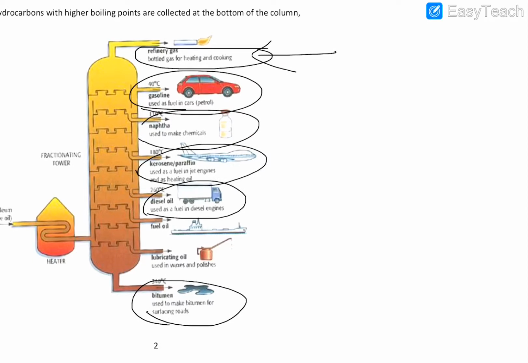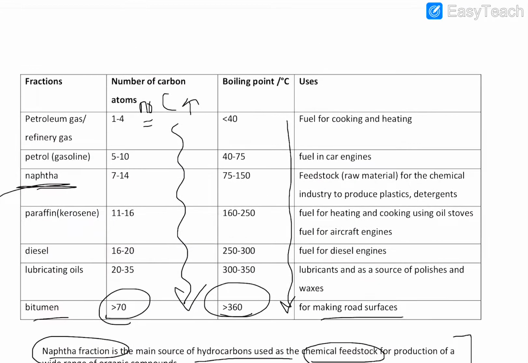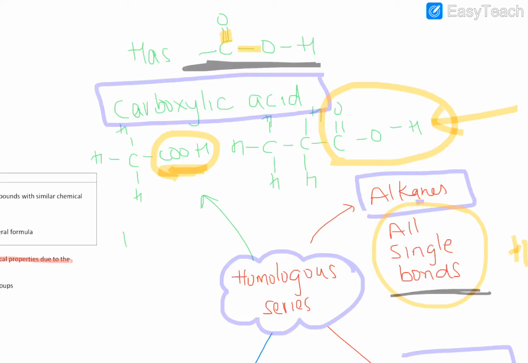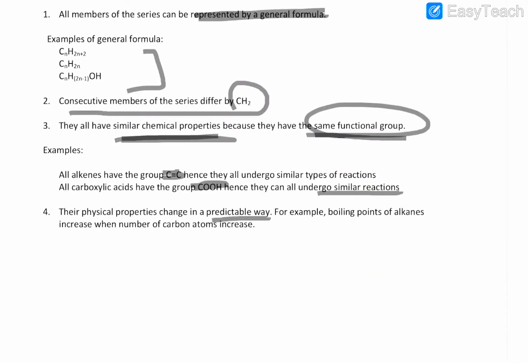They're usually all alkanes, and when you look at them, the number of carbons is increasing, so the alkanes get bigger. When they're getting bigger, the boiling point is increasing. So this is what is meant by physical properties change in a predictable way.